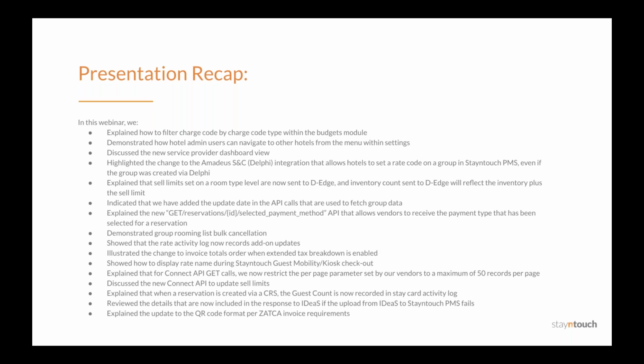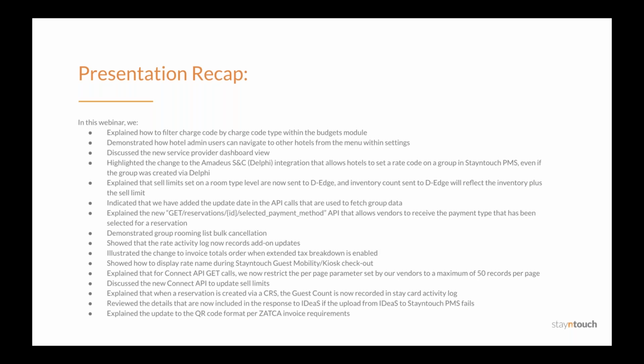We indicated that we have added the update date in the API calls that are used to fetch the group data. We explained the new Get Reservations ID Selected Payment Method API that allows vendors to receive the payment type that has been selected for a reservation. We demonstrated the group rooming list bulk cancellation, and showed that the rate activity log now records add-on updates.